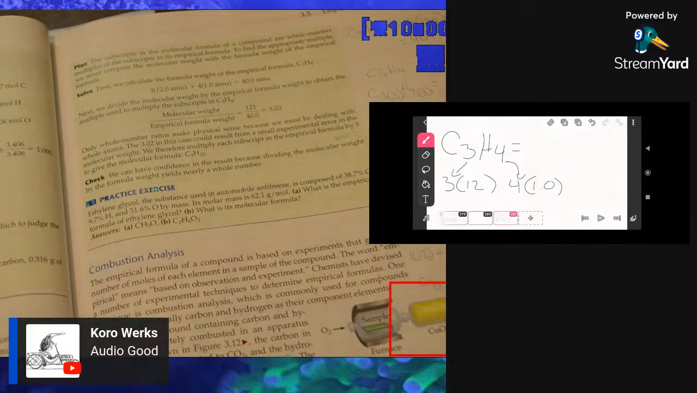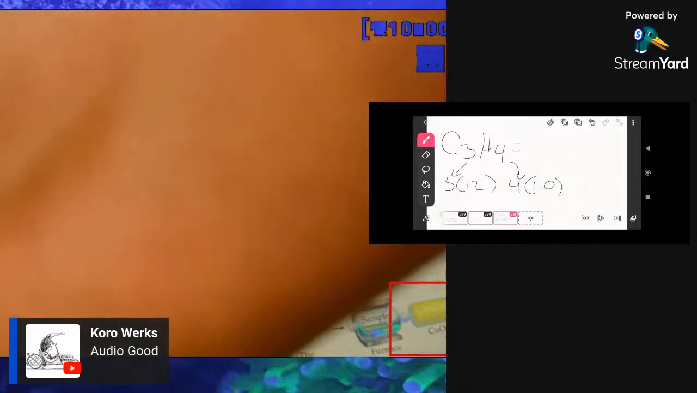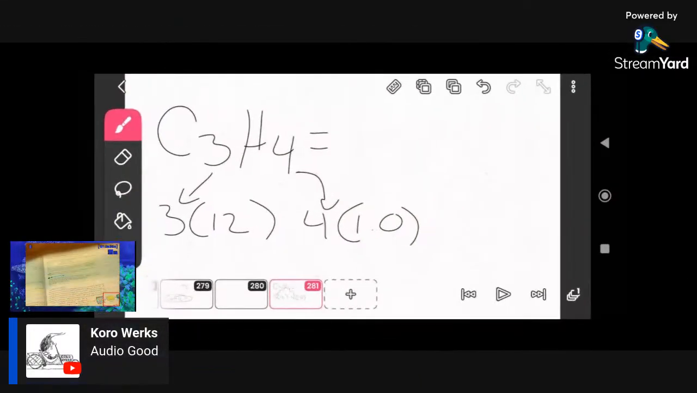The only reason I remember those numbers is because I use those numbers a lot, guys. You're going to have to look these numbers up in the periodic table.